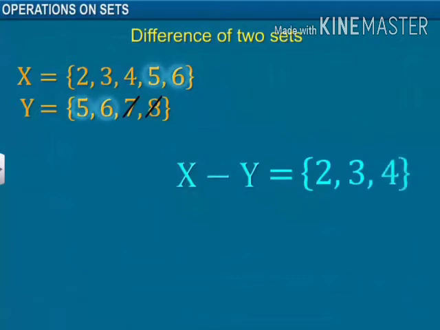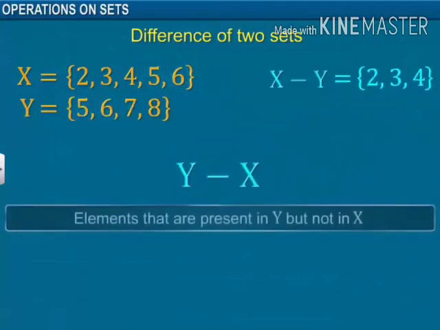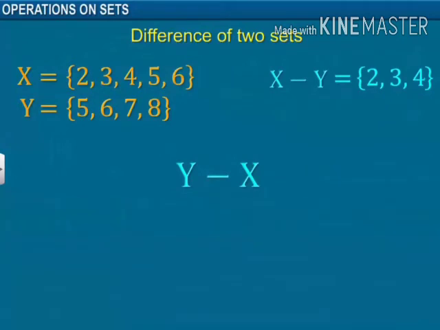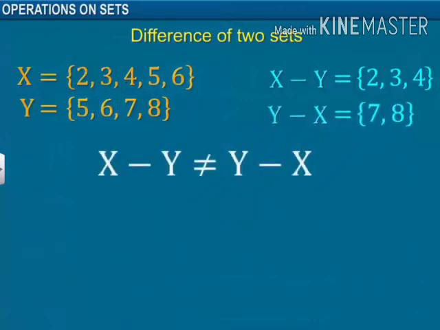Next, we find the difference of the sets Y and X taken in the same order. This is found by taking the elements that are present in Y but not in X. These elements are 7 and 8. We can observe that X minus Y is not equal to Y minus X.